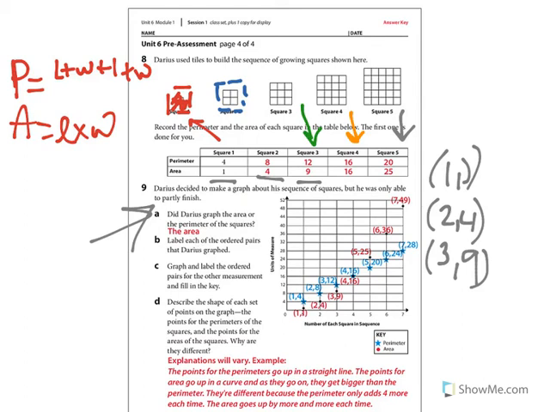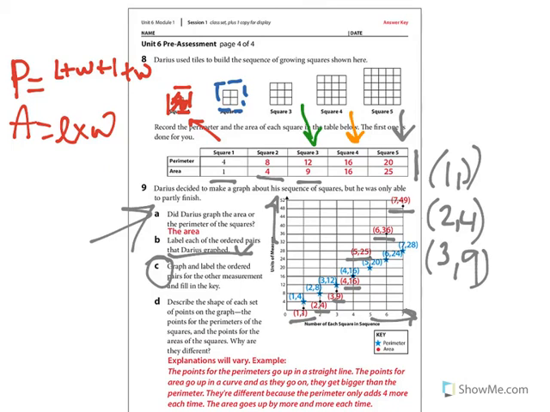Then number 2 says label each of the ordered pairs that Darius graphed. So labeling 1, 1, 2, 4, 3, 9, 4, 16, 5, 25, 6, 36, 7, 49. And you can label those by continuing the pattern out yourself or by actually doing the counting on your x-axis and your y-axis.